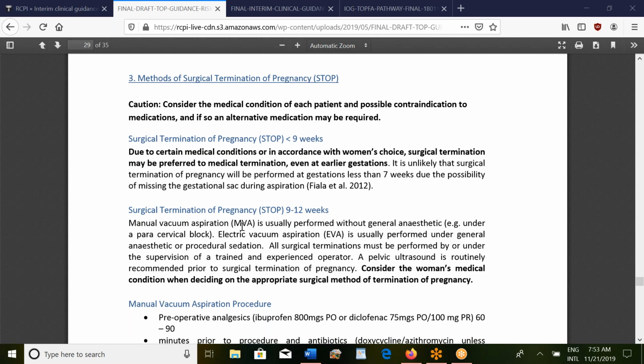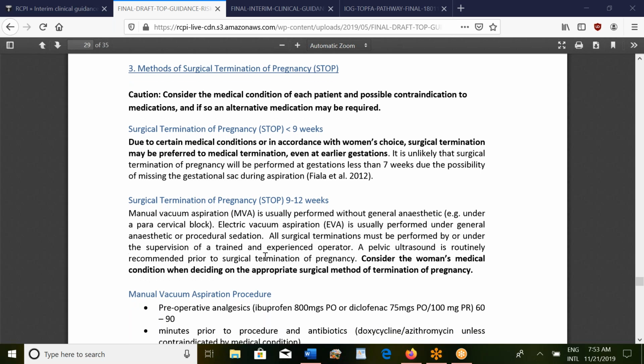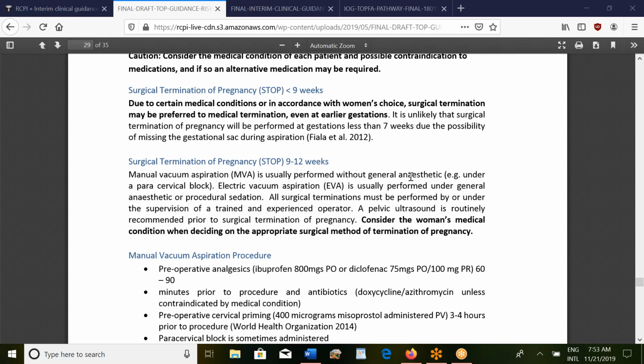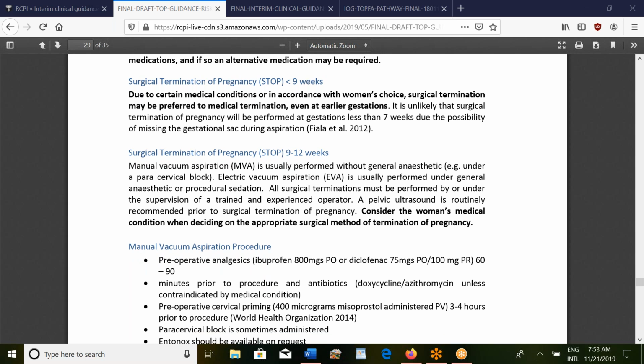Then manual vacuum aspiration can be offered. What are the benefits? You don't need GA. It can be done under a cervical block. You are going to block at 4 points, except at the 3 o'clock and 9 o'clock position. That's how you can always tell them that you are a safe surgeon, that you know what happens to your patient.